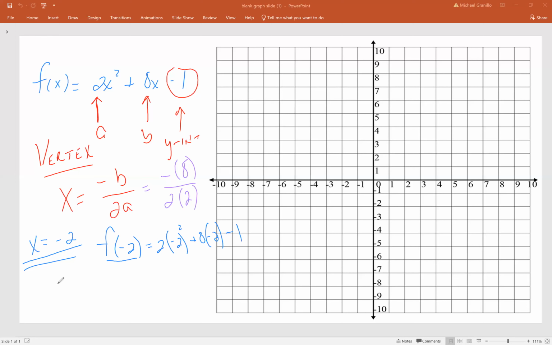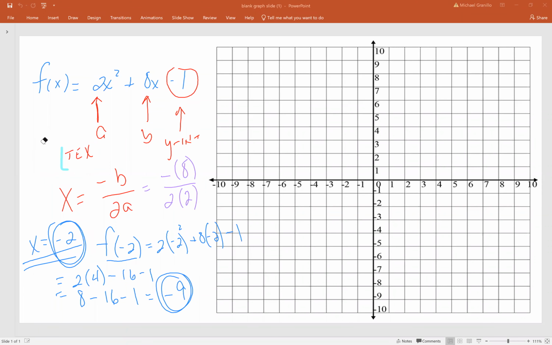So this again is finding my y value. So 2, what's -2 squared? And then over here I have 8 times -2, that's a -16 minus 1. So now I have 8 minus 16 minus 1, that's -9. Okay? So now I have an x value of -2 and I have a y value of -9. Okay? So now let's go back up here. Okay, let me erase all this for us so we have some room.